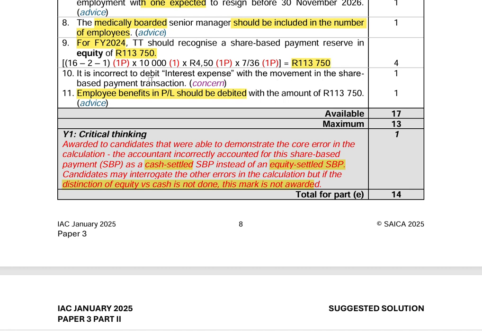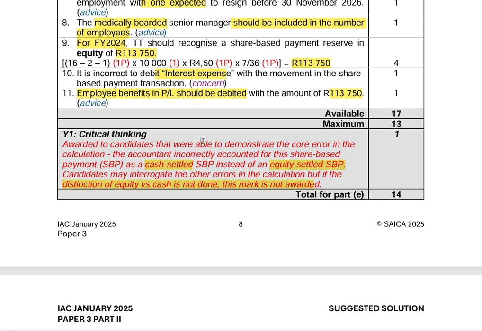Then using the debit side as interest is also incorrect, because we should have share-based payment or employee benefit as a P&L item. And then correct that interest expense by having employee benefit P&L, and then we debit that amount by 113,750.